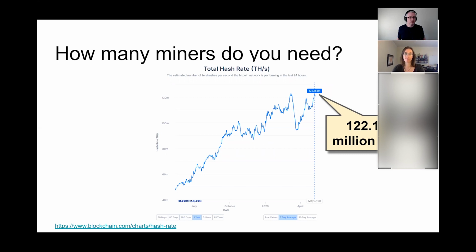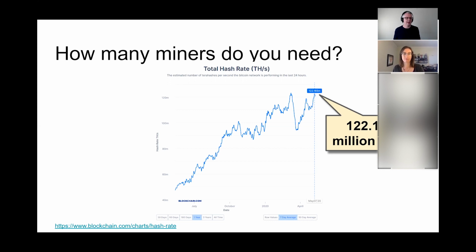And so to figure out what is a viable 51% attack, you need to know how big is the mining network right now, aka how many opponents do you have in this fight? And so this is public information, which is how many hashes per second is going on the blockchain right now. It's 122.1 terahashes per second as of May 7th.